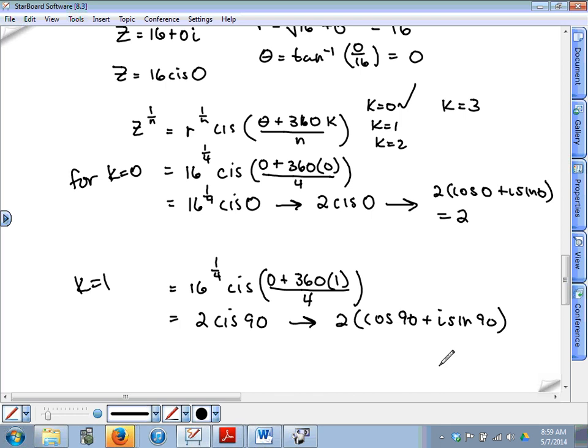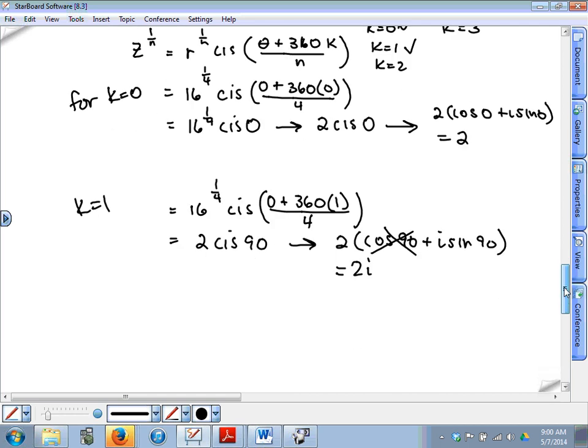These are easy quadrantal angles. Think about 90 degrees in your head. Don't even use your unit circle because you shouldn't have to for such easy angles. Think about the top of the unit circle. What's the x value there? 0. What's the y value there? 1. So cosine 90 disappears to 0. Sine of 90 turns into 1. 1 times I is I times 2 is 2i. That's the k equals 1 case.